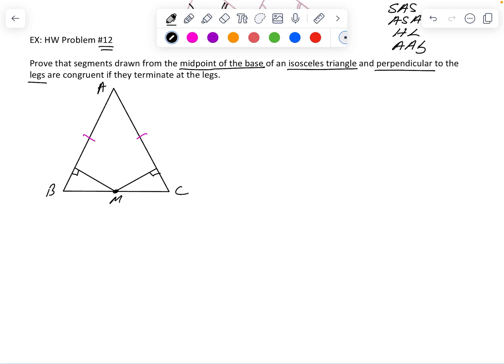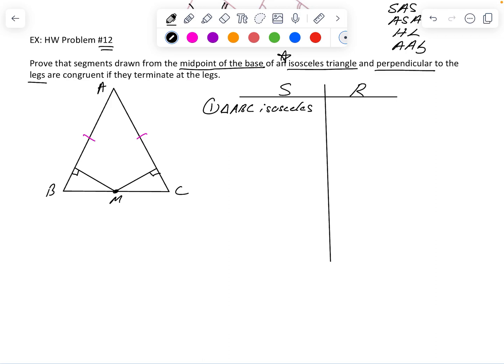So let's make our proof here. It's a little interesting in that we have to write our own given here. So let's see, what were we given? We were given that triangle ABC is isosceles. Okay, we were given this. We were given that we have the midpoint of the base. So we're going to say M is the midpoint of BC.